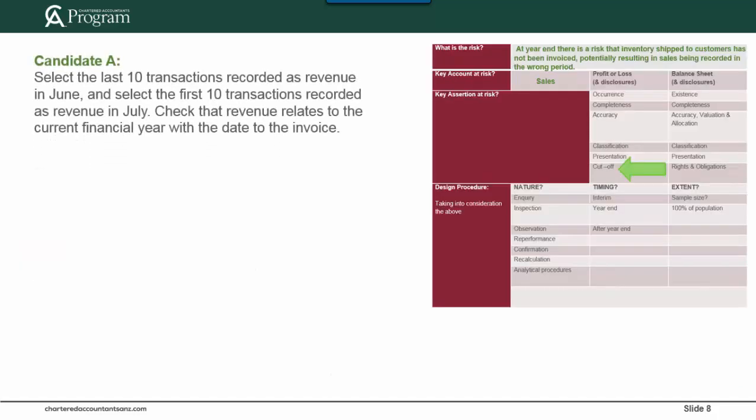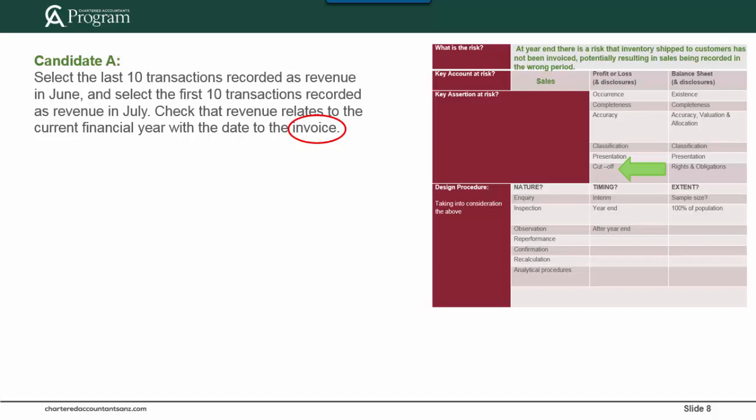Candidate A provided the following procedure. Let's critique the procedure presented by candidate A. With respect to nature, will this procedure address the risk, key account, and assertion at risk? I would say yes, which is a good start. But what does the candidate mean by transactions? You cannot assume that the individual performing the procedure would understand what this means, or the marker in this instance. The candidate did not also outline the details exactly of which invoice. Remember, it needs to pass the remote island test.